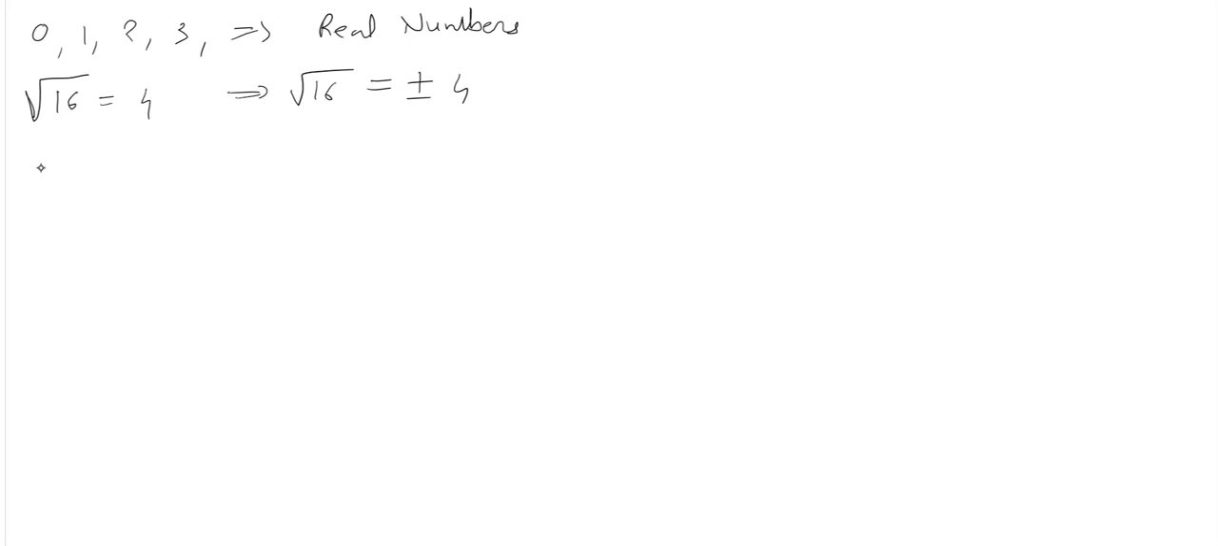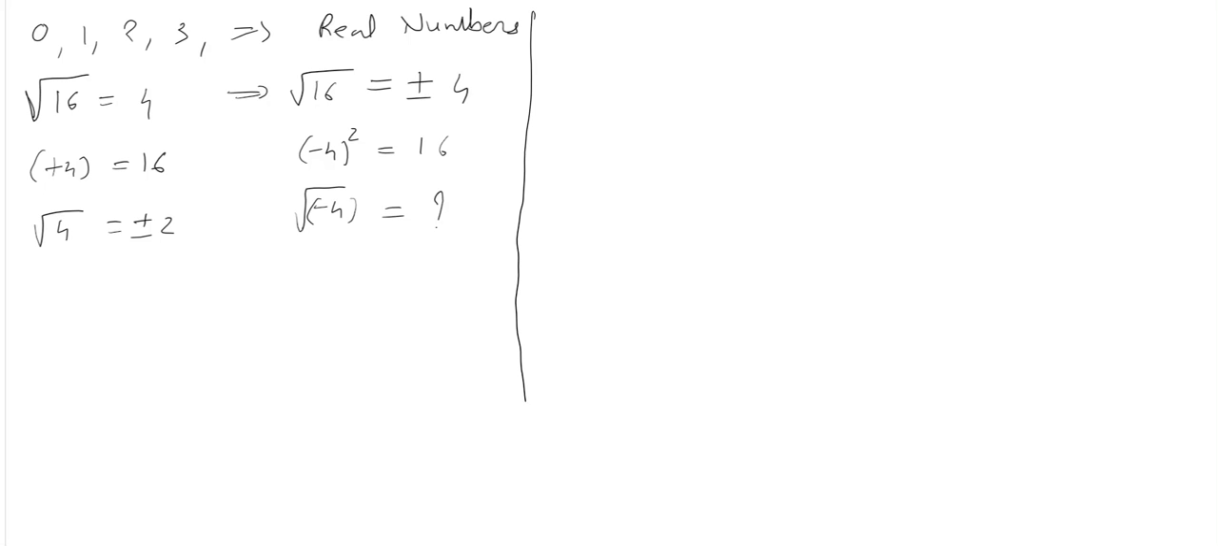Now, if you take the square of 4, the answer is 16. If you take the square of minus 4, the answer is 16. But what if you take the square root of 4? Plus or minus 2. What if you take the square root of minus 4? Problem. What is the problem? The square root of minus 4 is not minus 2. The square root of 4 is plus 2. It can be minus 2 also, but the square root of minus 4 is not minus 2. So how do we express it?